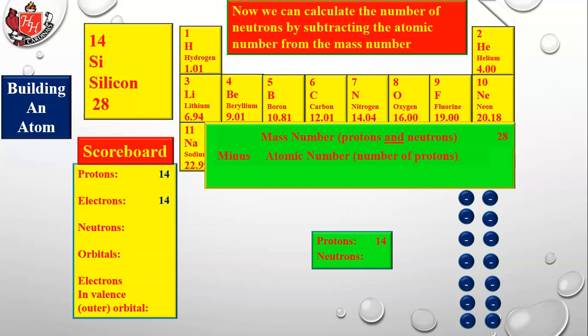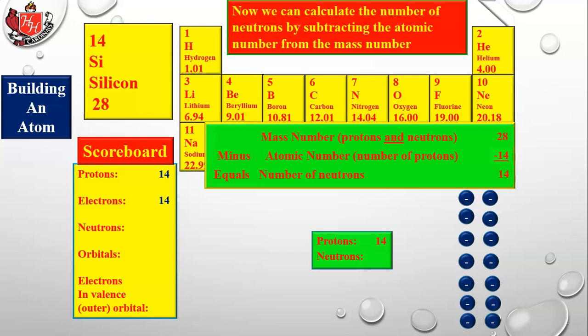Now we're going to subtract the atomic number. Why? Because we know that's the number of protons. That's 14. So we know that it has 28 protons plus neutrons, and 14 of them are protons. If we just do a simple subtraction there, we can calculate how many are neutrons. And that's this number down on the bottom, and that number is going to be 14. So it has 28 nucleons, that's protons and neutrons. Each one has a mass of 1 atomic mass unit, so that means the mass number is 28. So it has 28 protons and neutrons. We know that 14 of them are protons, so the other 14 have to be neutrons.